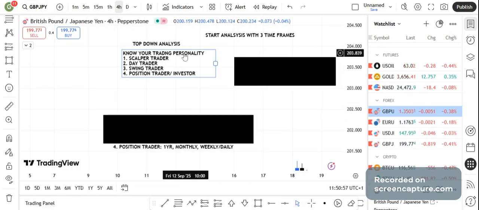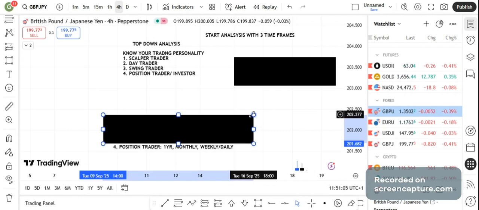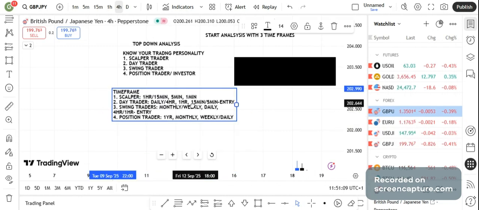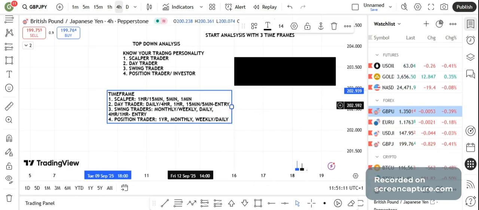These are the time frames this trader can work on. So now these are the time frames, as you can see. We have scalpers. Now the time frames a scalper can work on. We are talking about top down analysis. A scalper can start their analysis from the 1 hour time frame or 15 minute time frame.